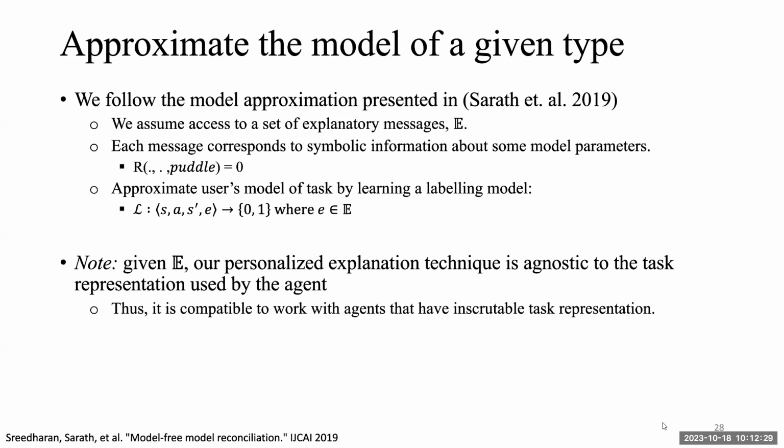Okay, I understand why you did that. So we basically approximate the user's model in this form. This 0 says the transition is not explicable given E, and 1 means it is explicable. Yeah, 0 means that given this explanation, this transition makes sense to the user. It is explicable.